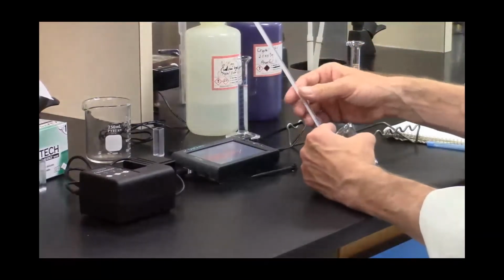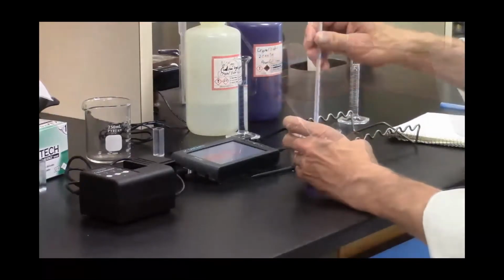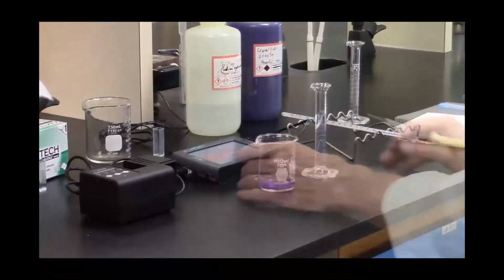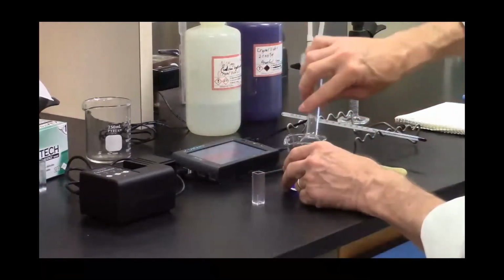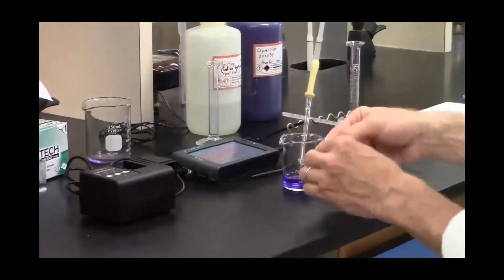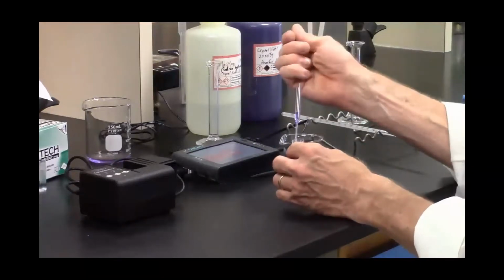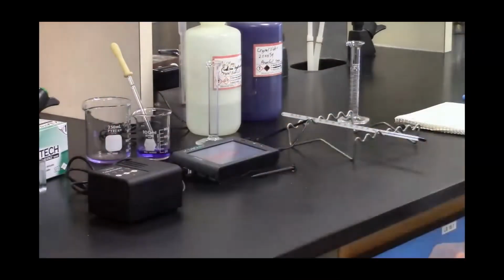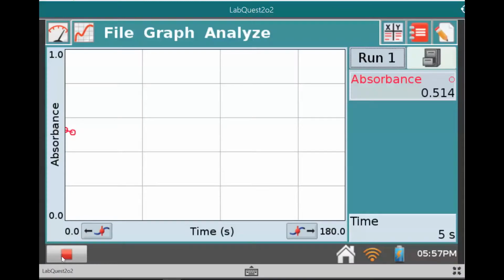The temperature of the solution is measured and recorded. The reaction is initiated by pouring 10 milliliters of the 0.1 molar sodium hydroxide solution into the reaction beaker. The cuvette is quickly rinsed with the reaction mixture, filled 3/4 full with this solution, and then placed into the colorimeter. The start button on the LabQuest 2 is tapped to begin the data collection. Here we see the LabQuest screen as the absorbance of the solution is plotted as a function of time in real time.